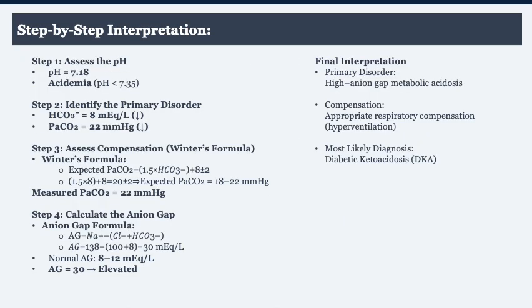So in the first step of this patient's case, you want to assess the pH based on what was given. The pH was 7.18, so you know it's an acidemia because it's less than 7.35. The next step, you're going to identify the primary disorder. And you do that by looking at bicarbonate and the partial pressure carbon dioxide. Both are low.